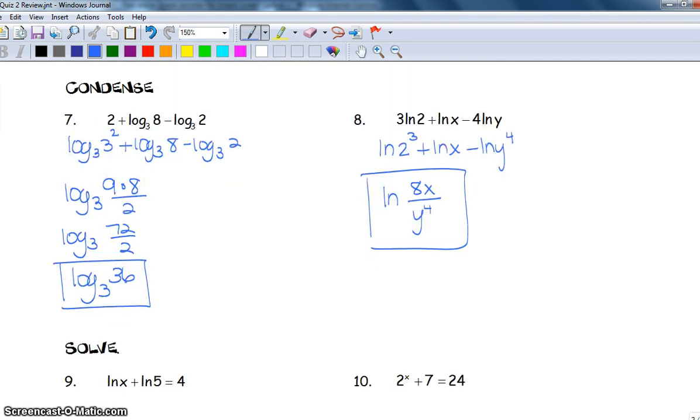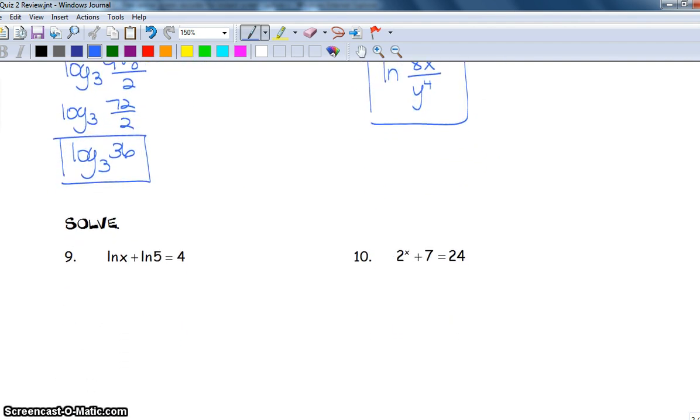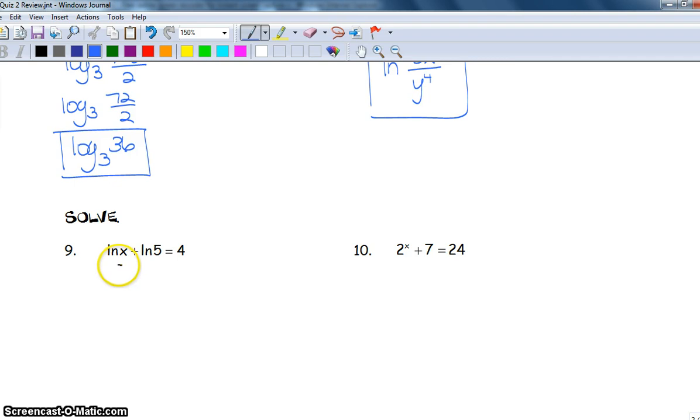After we talked about expanding and condensing, then we moved on to solving. If I am solving here, I'm solving a logarithmic equation. Since I have the same bases, I'm going to condense those like we did in the last problems. Adding means I'm multiplying, so that's 5x is equal to 4.